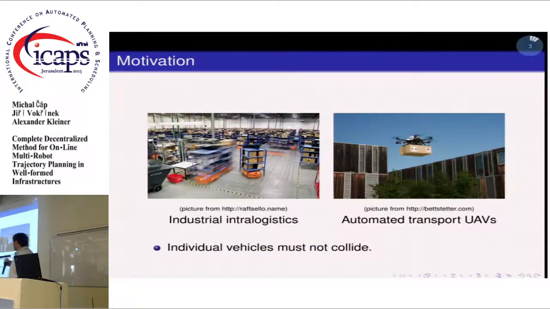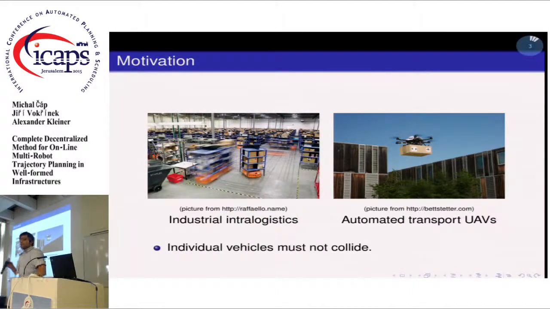So we are interested in having robots transport stuff around. We are looking at industrial intralogistics, so for example, warehouses or factories where you want to move things from one workplace to another, or even automated deliveries by UAVs, right? One of the important things that you need to consider if you build such systems is how to avoid collisions between the individual vehicles.